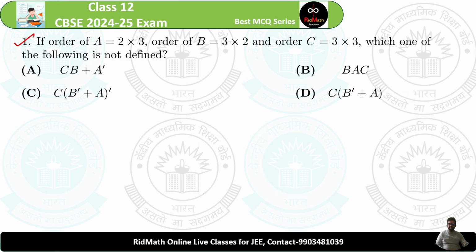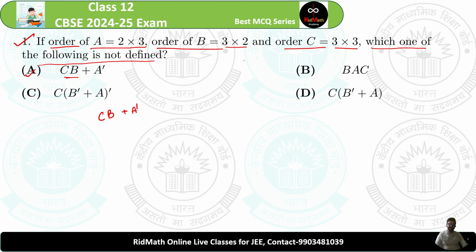Question number 1. If the order of A is 2 cross 3, the order of B is 3 cross 2, and the order of C is 3 cross 3, which one of the following is not defined? So we have to find out which is not defined. Let us check the first one. It is CB plus A transpose. What is CB? C into B, C multiplied by B.